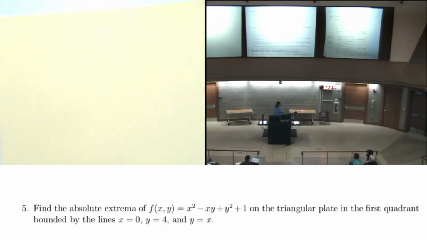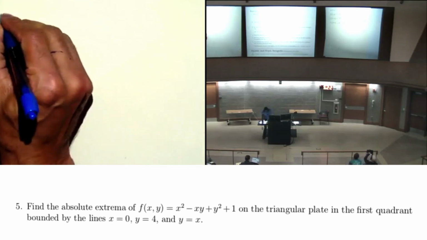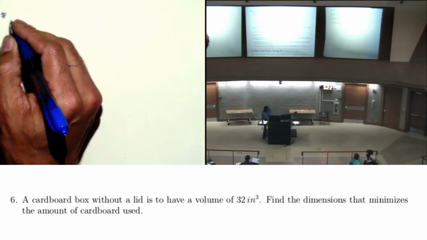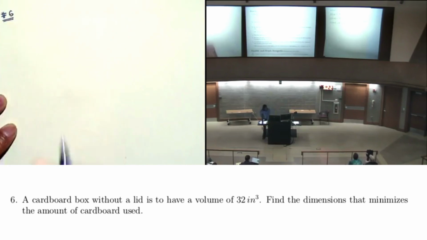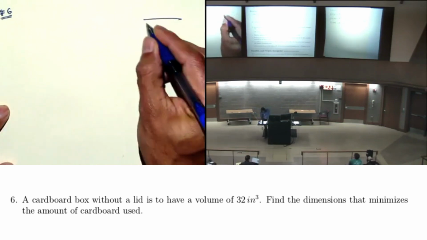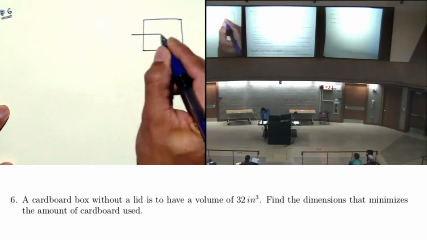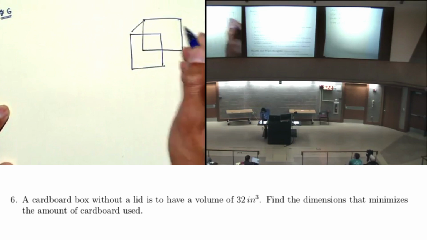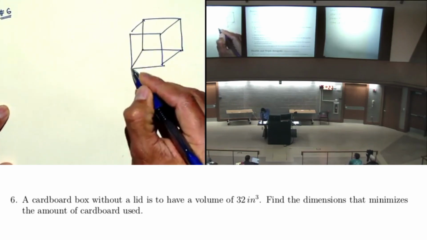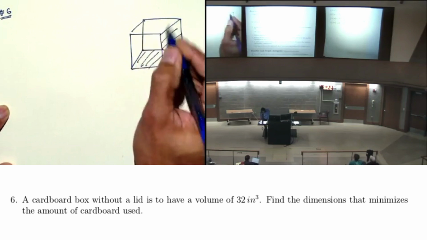Okay, we have 9 minutes and I'm going to do one question which is very, very important, and this is my hint. Number 6: a cardboard box without a lid. Whether you have a lid or not is very important. Let me draw a box. This is the only picture in math I can draw correctly. This box does not have a lid on it.